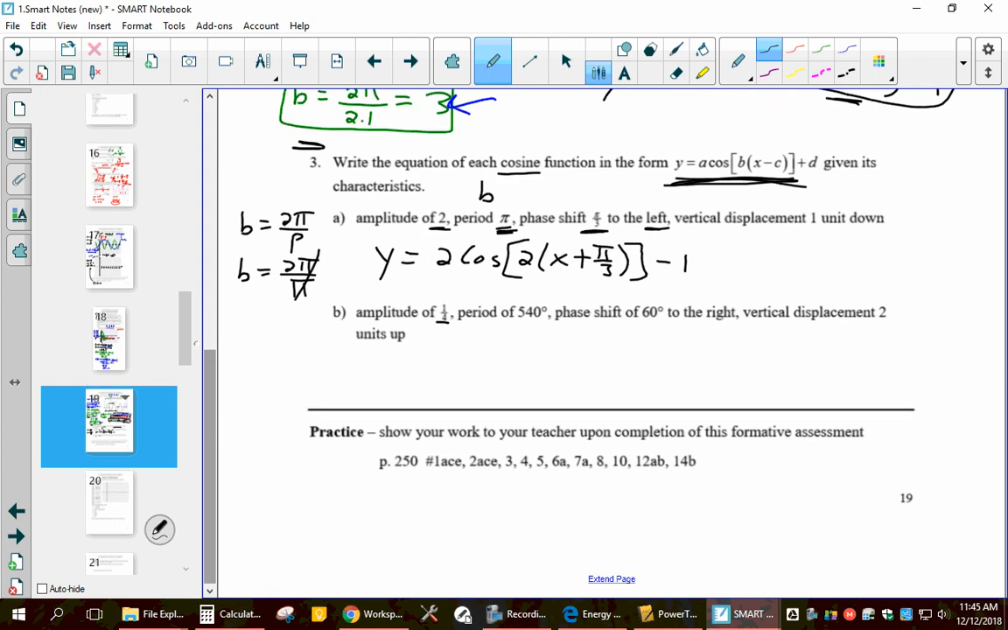Amplitude of 1 over 4. Period of, oh, it's in degrees this time, so 540 degrees. Phase shift of 60 degrees to the right. Vertical displacement of 2 units up. Okay, so again, we just don't have the b value yet, so I'm going to say b is equal to, and since it gave me the number in degrees, I'm going to say 360 over the period. Okay, so then b is equal to 360 over 540. Okay, and that would simplify to 2 over 3.